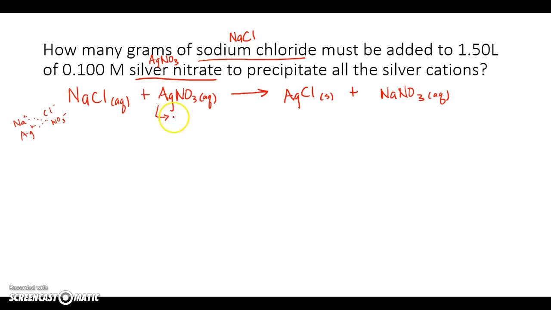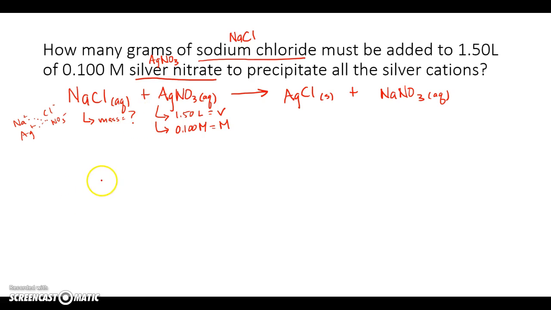So over here it tells me that I have 1.50 liters of silver nitrate. I know that's my volume. It also tells me that I have 0.100 molar solution. That's my molarity. And for sodium chloride, I'm asked to figure out how many grams. In other words, the mass is what I'm looking for.